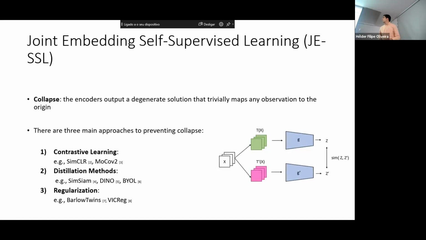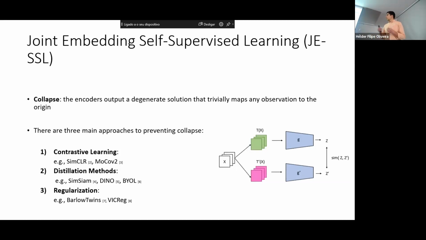These joint embedding self-supervised learning methods have advantages over other approaches because they don't require us to reconstruct the high-dimensional data. But the challenge is the collapse mode, where the encoders will output a degenerate solution that trivially maps any observation to the origin. So in other words, each encoder will output a constant, non-informative feature vector, regardless of the view that is being fed to the model.